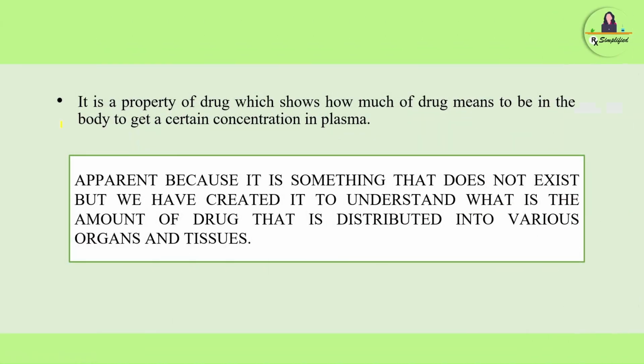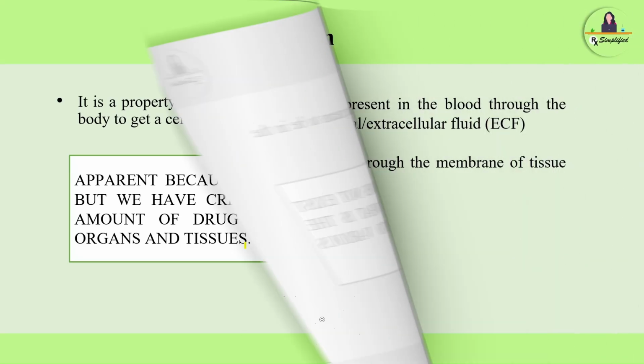It is a property of the drug which shows how much of the drug needs to be in the body to get a certain concentration in plasma. The word apparent is used because it is something that doesn't exist, but we have created it to understand the amount of drug that is distributed into various organs and tissues. So by volume of distribution we can determine the exact dose of a drug for the therapeutic effect.